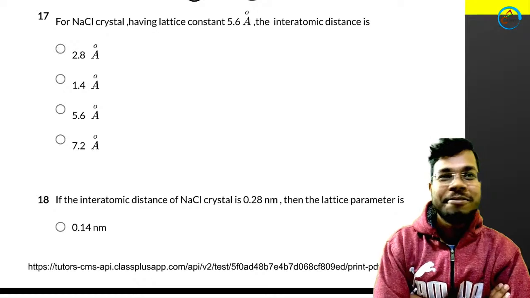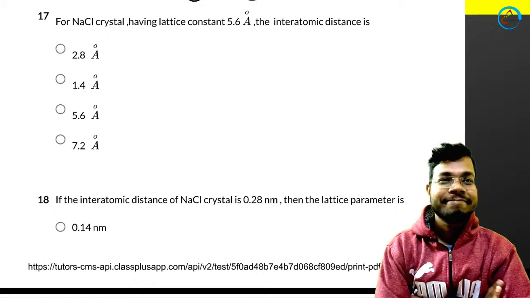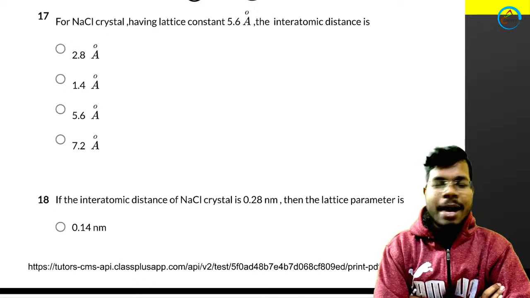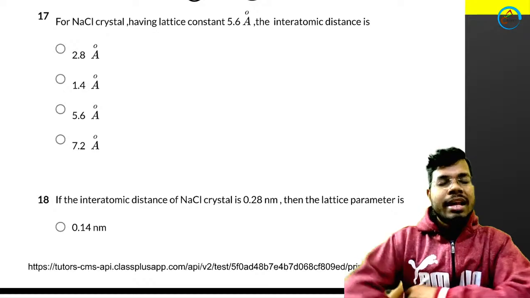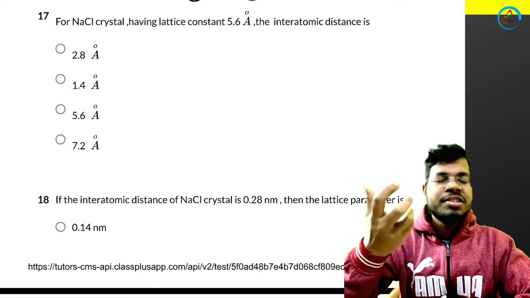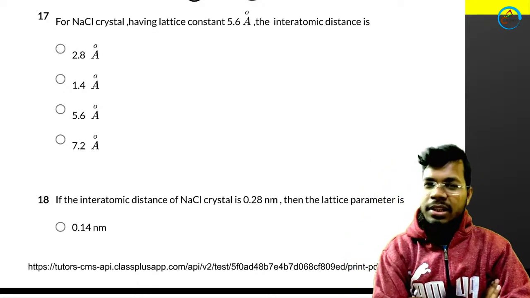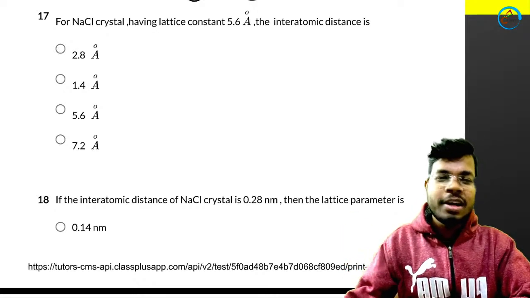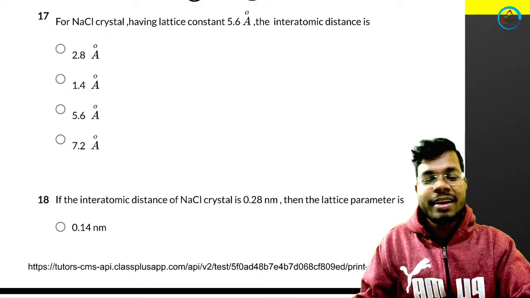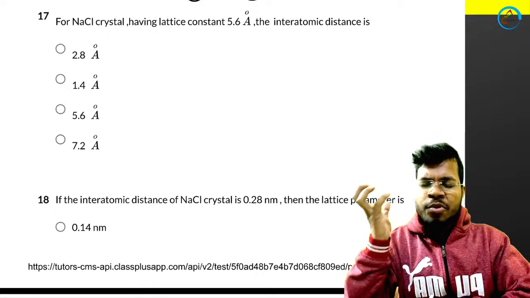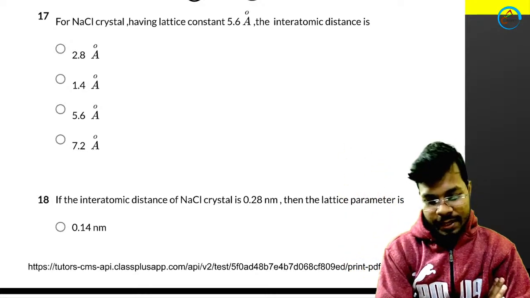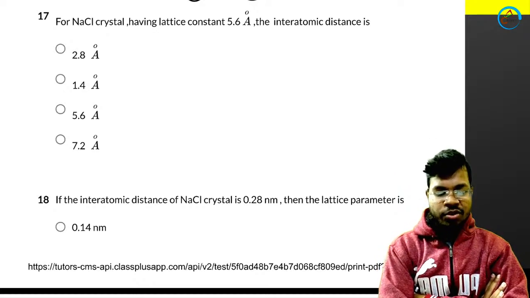Okay, good job. Actually, to understand this chapter, you have to have three-dimensional visualization. If you don't have it, it will be very tough for you. The shortcut method will work for some time, but if you don't practice, you will definitely forget it in your examination. If you can visualize all the structures, it will be far better. So for an NaCl crystal having lattice constant 5.6 Angstrom, what will the interatomic distance be?